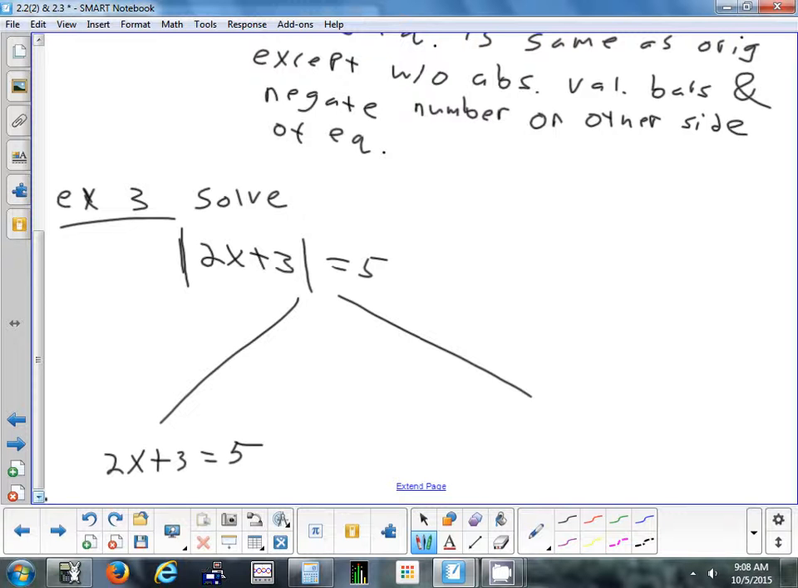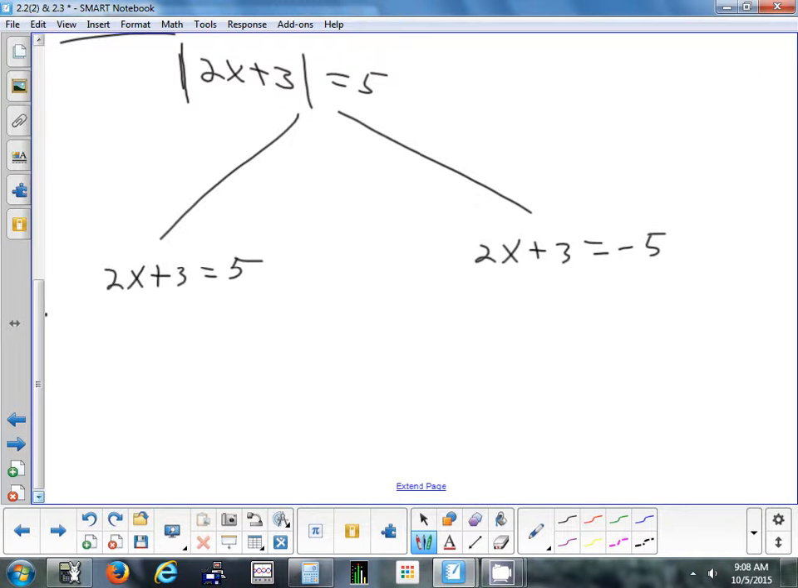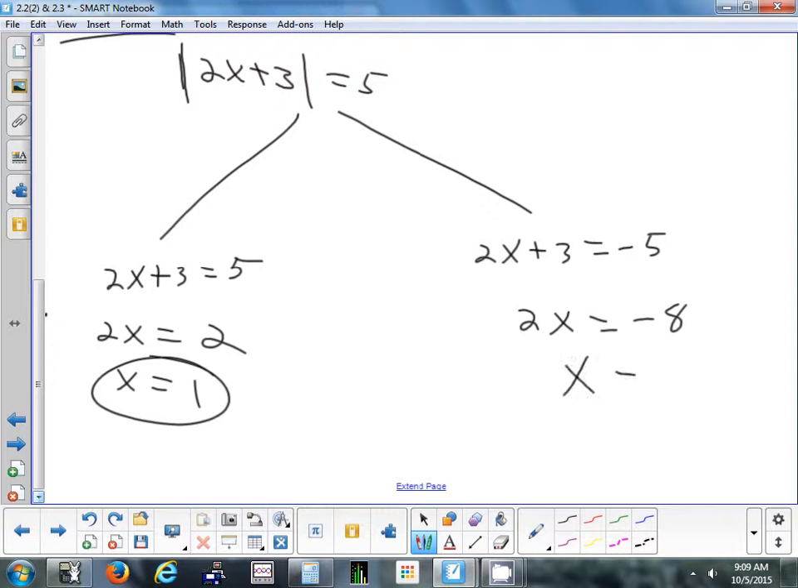And my second equation. Jamie? 2x plus 3 equals negative 5. That's it. That's how you do it every time. Separate it into 2. Take the bars out. On the other one, take the bars out. Make it negative. And now solve each equation. So we get 2x equals 2, or x equals 1. And the other solution, minus 3. Get 2x equals negative 8, or x equals negative 4.